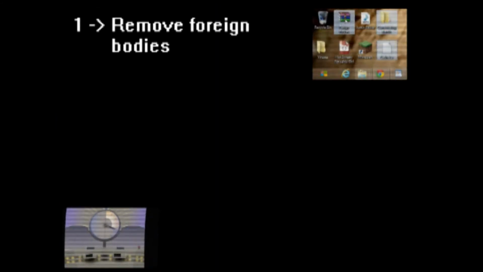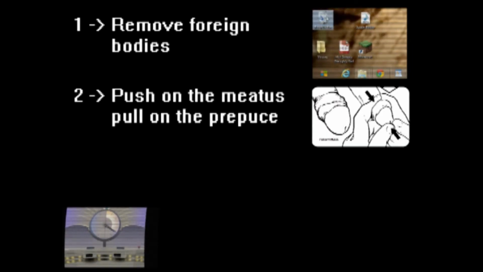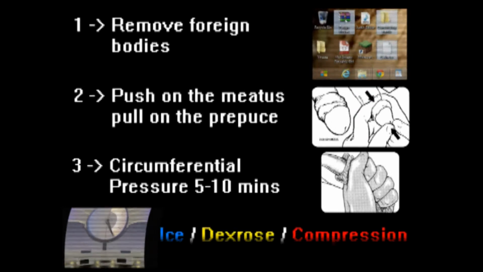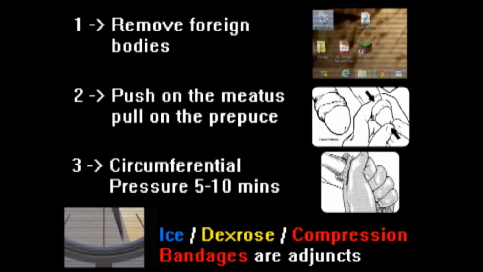Let's repeat that. Remove any constricting bands, push on the meatus, pull on the prepuce. Circumferential pressure for 5 to 10 minutes. Ice, osmotic gradients, and compression bandages can help.